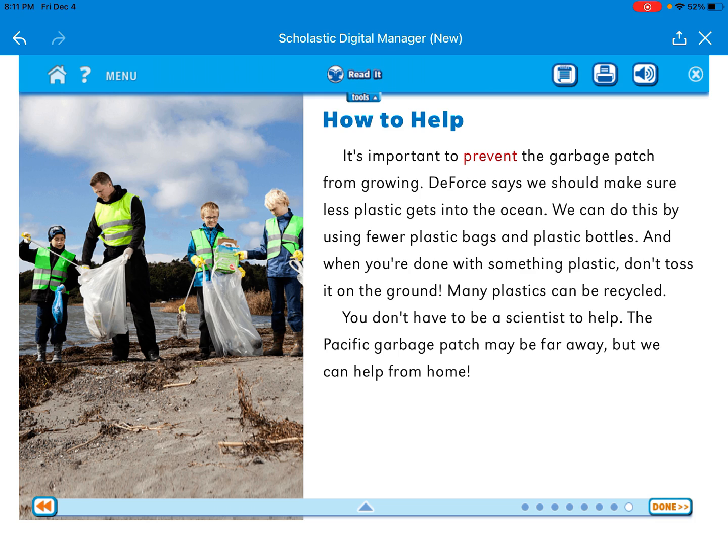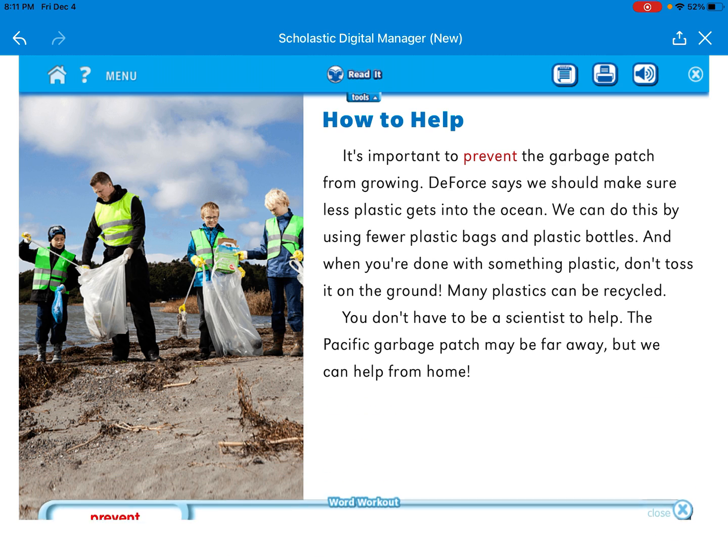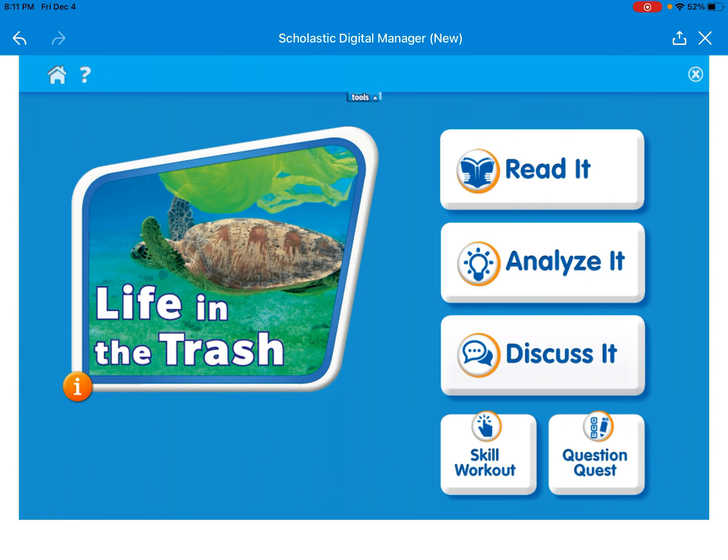And then again, we're at the end here, and we have a bold word and a heading. The bold word is prevent, okay? And then, there we go. Prevent means something. To prevent something is to stop it from happening, okay? So we could have looked that up in the glossary. And then that's the end of the story. So that was an example of some text features in a real life situation, a real story.